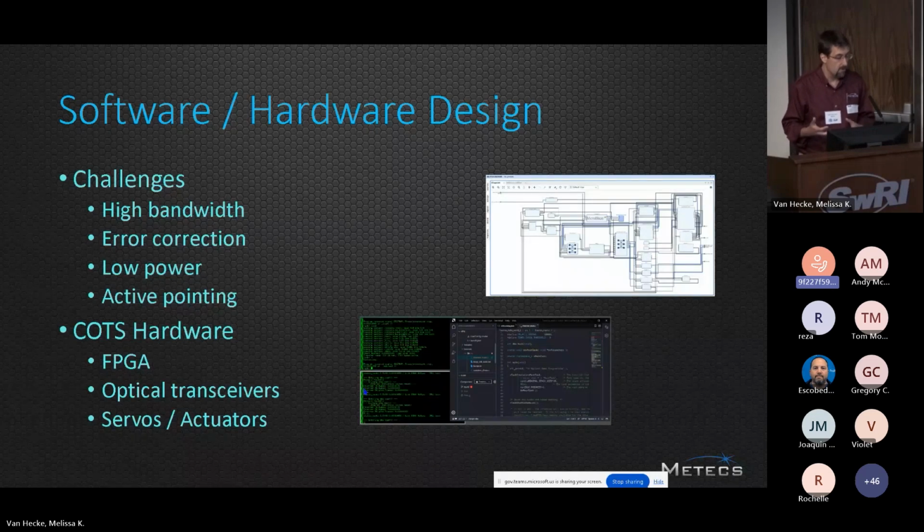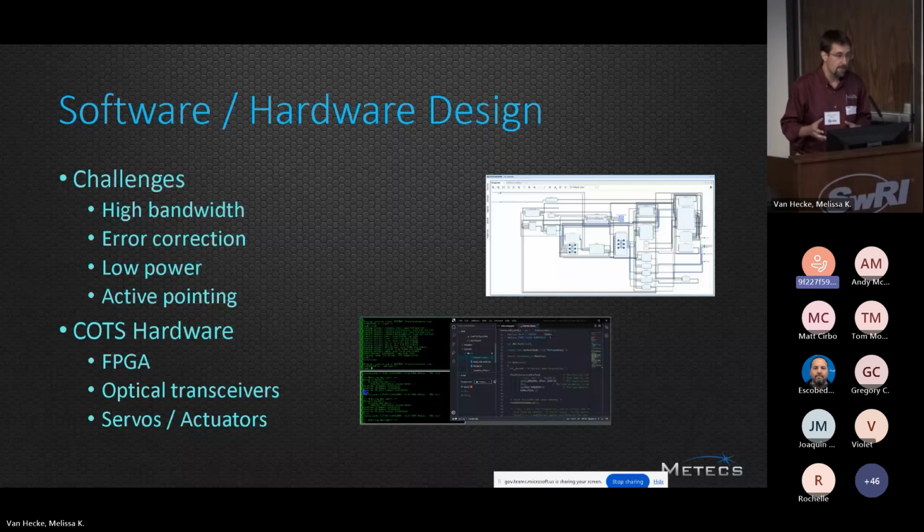We are trying to use COTS hardware, or common off-the-shelf hardware. That includes FPGAs, that includes optical transceivers. Fortunately, the telecom industry, the datacom industry has produced these transceivers that are off the shelf and have fantastic performance. The MIT Lincoln Labs folks, I know there are a couple here, their T-Bird project was really the inspiration for us getting into this. Watching that, the performance of that was impressive, and we said, hey, we need to do this too. There are challenges with the software, with controlling servos and actuators, as well as delay-tolerant networking.